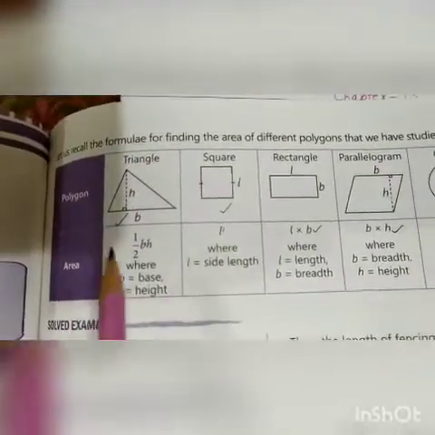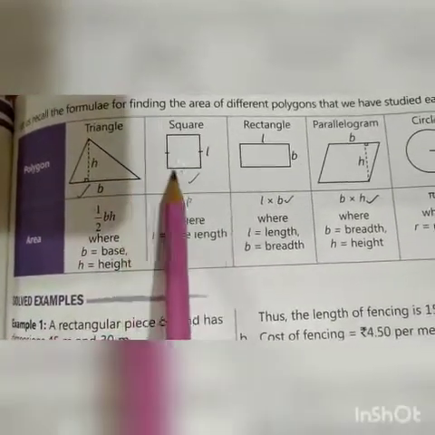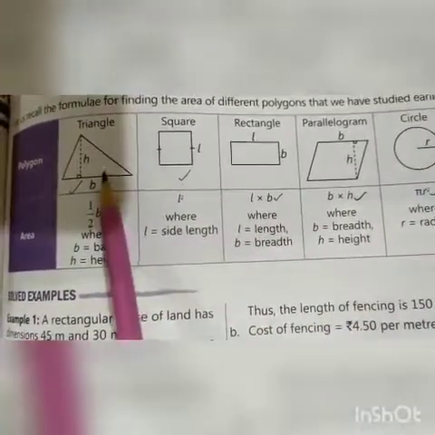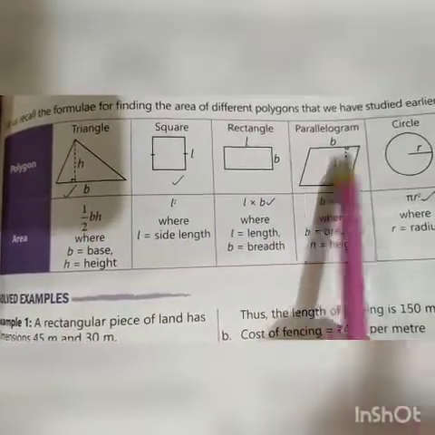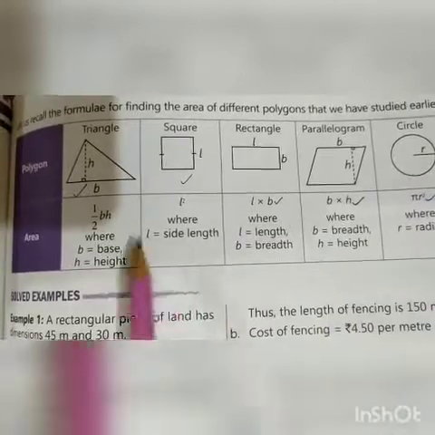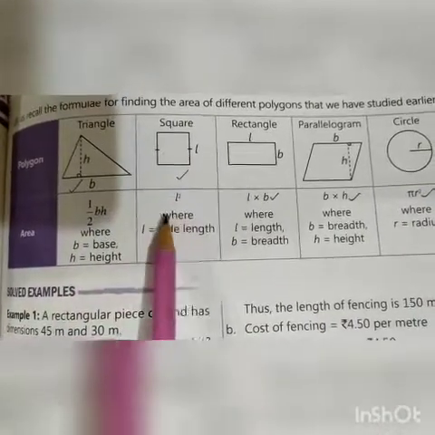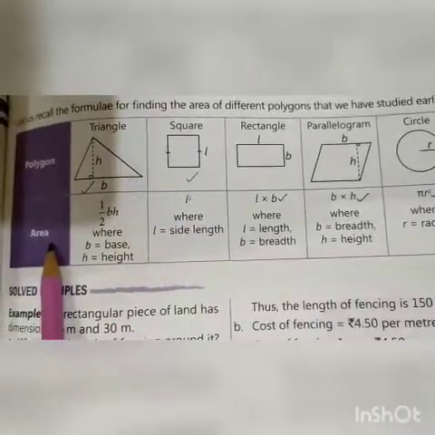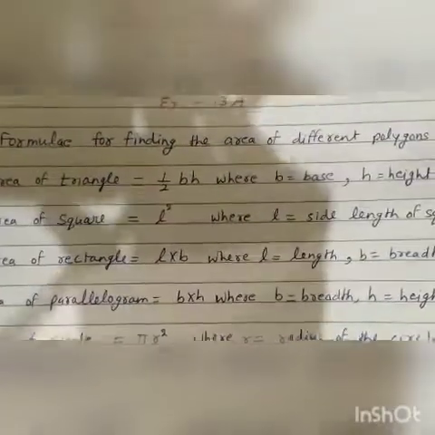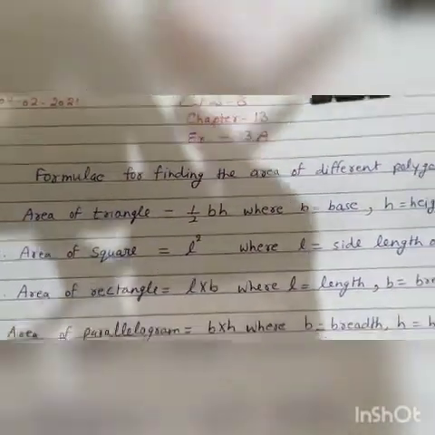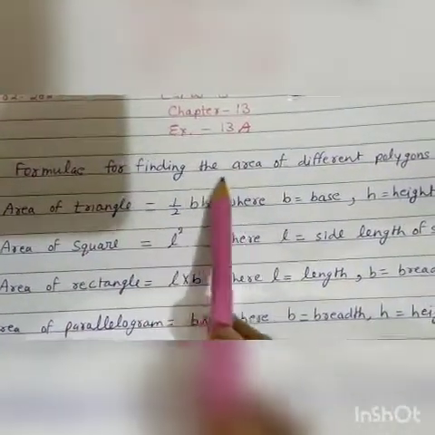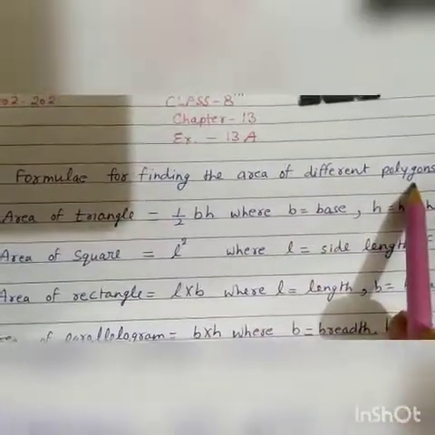Students, see here some shapes of polygons are given. This is triangle, square, rectangle, parallelogram and circle. And here formulas to calculate their areas are given. I have written all these formulas here. See, you can see chapter 13, formulas for finding the area of different polygons.